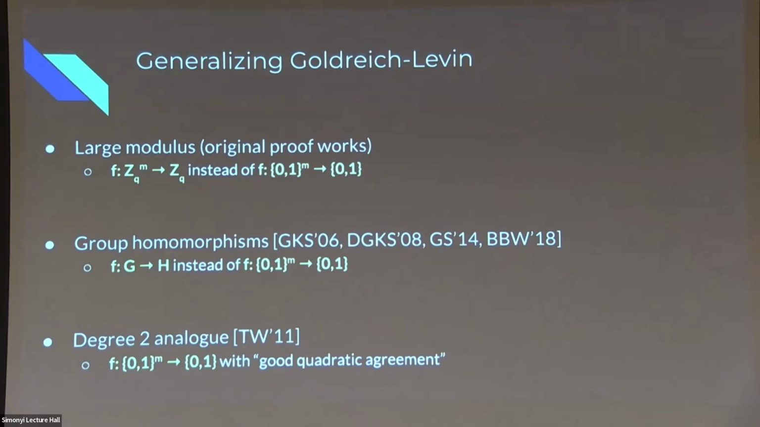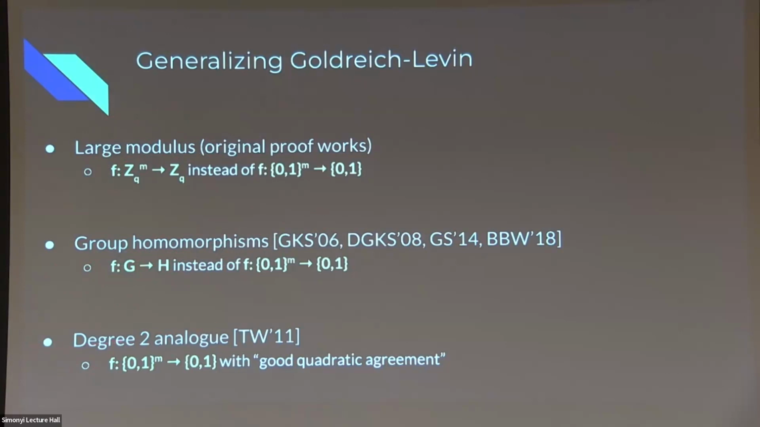Okay, so Goldreich-Levin has been generalized lots of different ways over the years. You can generalize it immediately to a large modulus. The same proof just works. You can generalize it to group homomorphisms instead of functions from the specific group Z_q^m down to Z_q. You can ask, if you have a function between groups that has some agreement with a homomorphism, can you recover the homomorphism? This was asked and answered in some works.